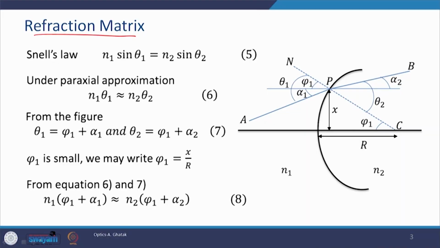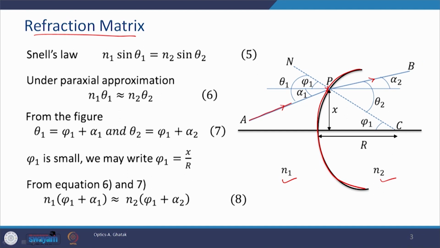Now suppose we have a spherical boundary, or a spherical refracting surface, which is separating two media of refractive index n1 and refractive index n2, and suppose an object is placed at point A. The light coming from point A falls at point P on the refracting surface, and after getting refracted it goes to point B. After refraction, the direction of propagation of the ray is PB.